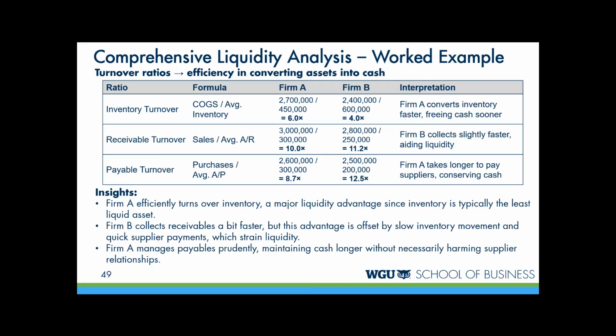So to summarize the insights here, firm A is efficiently turning over its inventory, and it has a major liquidity advantage because it's turning it over faster, converting it into cash. Firm B is collecting receivables a little faster, but this is offset by the fact that they're not able to convert the inventory into cash, because that's their slowest moving current asset. And that's going to put a strain on liquidity.